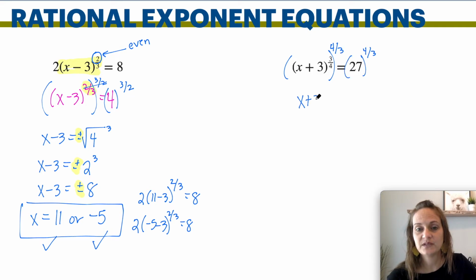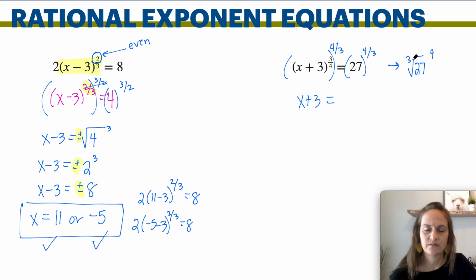So we'll get x plus 3 on the left. And this is the same thing as saying cube root of 27 raised to the 4th. Well, the cube root of 27 is 3. 3 to the 4th is 81. Subtract 3 and you will get 78 as your answer.